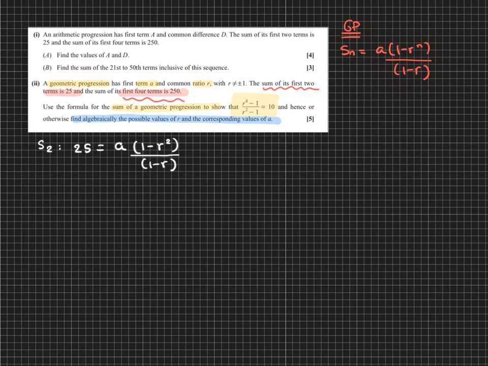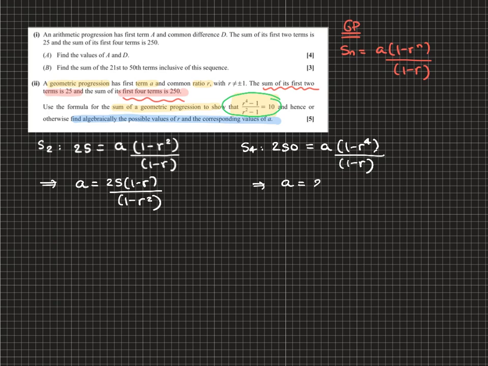We then know that S4 is equal to 250, so that is equal to a, 1 minus r to the 4 over 1 minus r, and we have to take these 2 results and show that they give us this piece of information. Now it's clear this piece of information does not include a, so let's eliminate a. I'm going to rearrange both results so they are in the format a equals. It's a very easy bit of algebra here in both parts. Make sure you can follow this carefully.